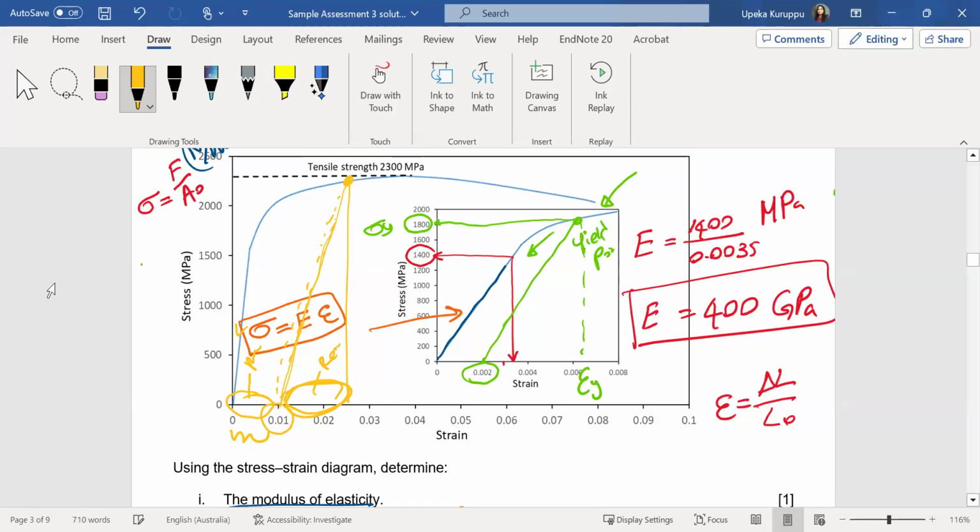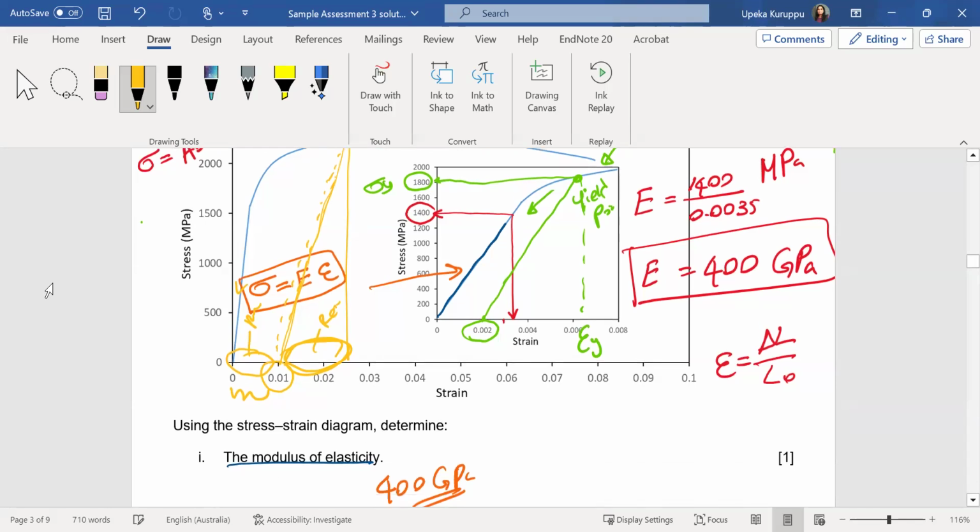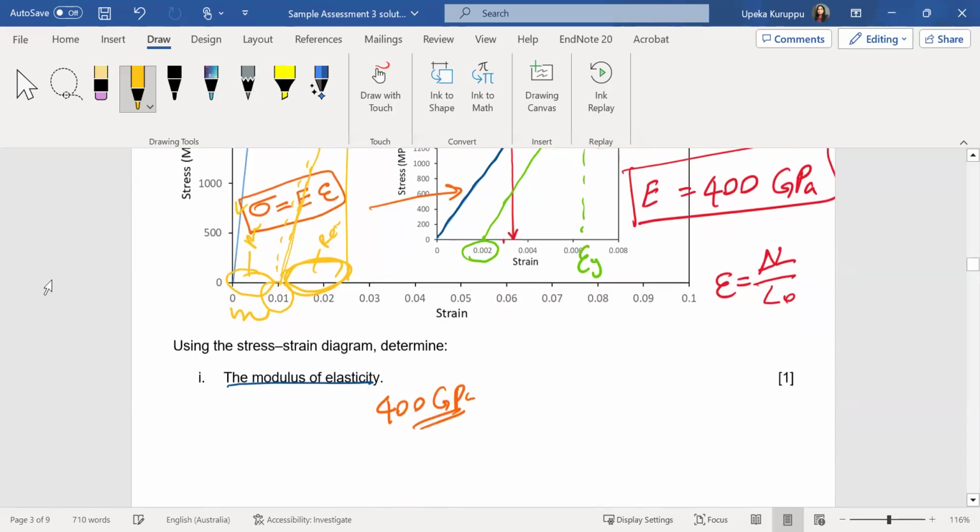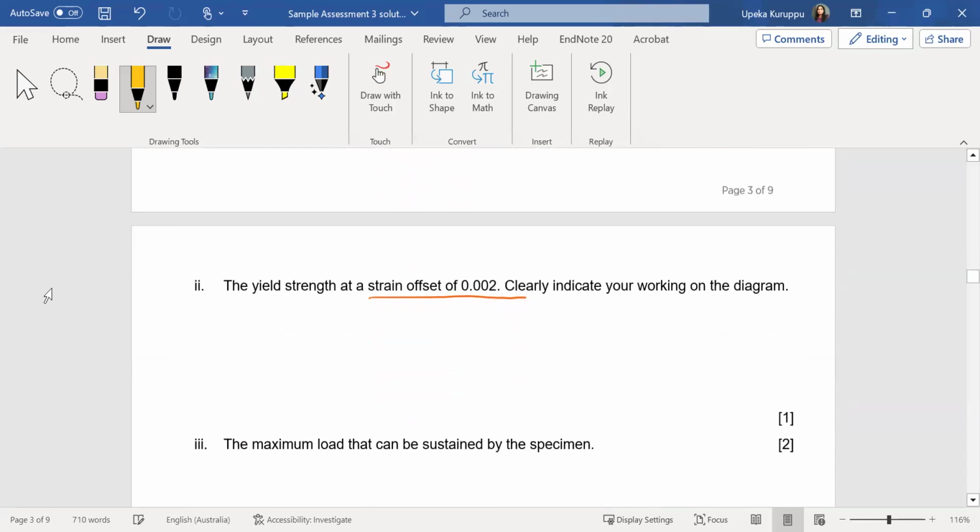Okay, so we know the yield point. So yield stress is 1,800 megapascals. You all agree with that? Agree? Okay. Next question, the maximum load that this specimen can sustain. So they're asking for the load. Load means the force. We don't know the force here. We know the stress and the strain.